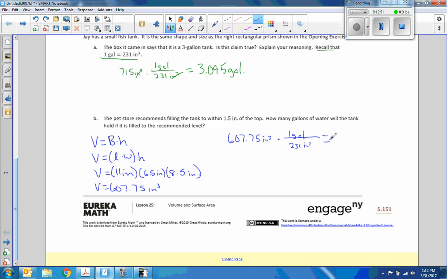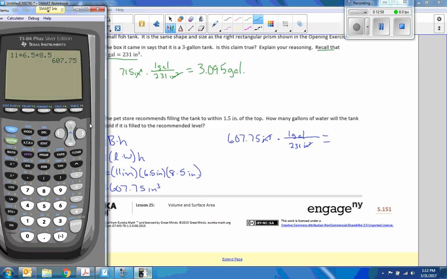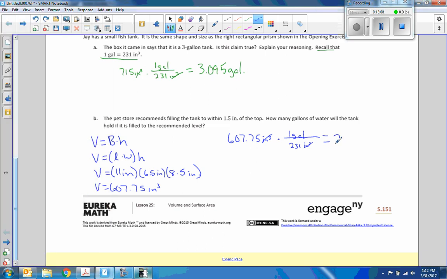Okay, and that is going to equal the inches cubed, and the inches cubed cancel. So I take this 607.75 and divide it by 231, and I get 2.63. So how many gallons of water will the tank hold if it's filled to the recommended level? It will hold 2.63.